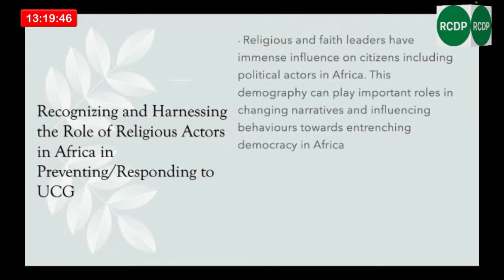Religion and religious leaders have immense influence on the continent, and I think recognizing that they can play such an important role in influencing not just citizens but also political actors matters. This demography can play an important role in changing narratives and influencing behaviors.